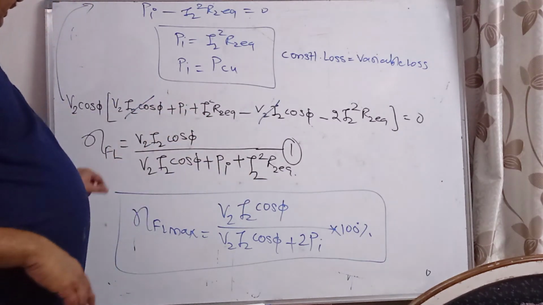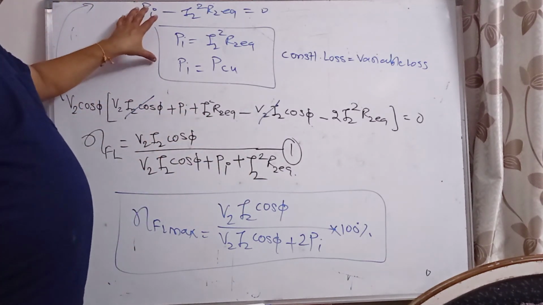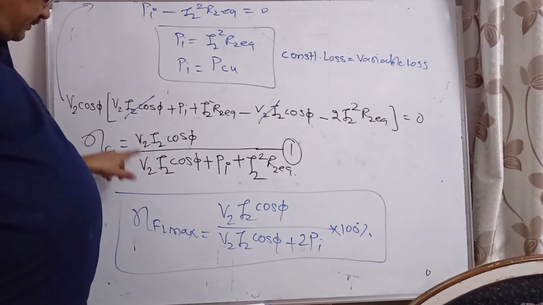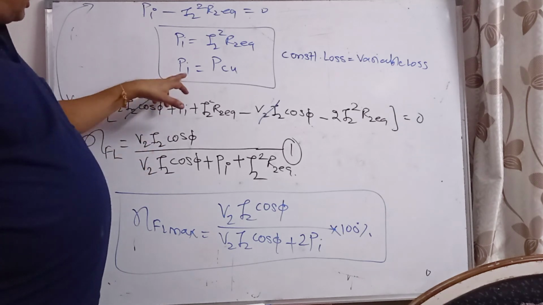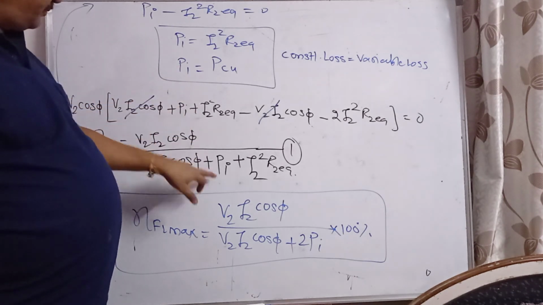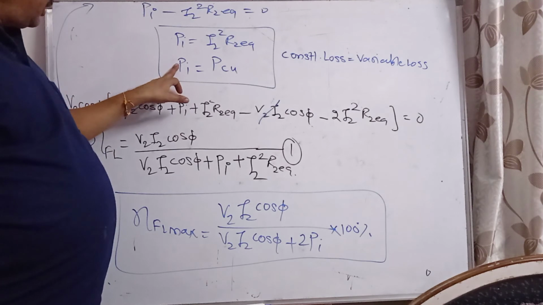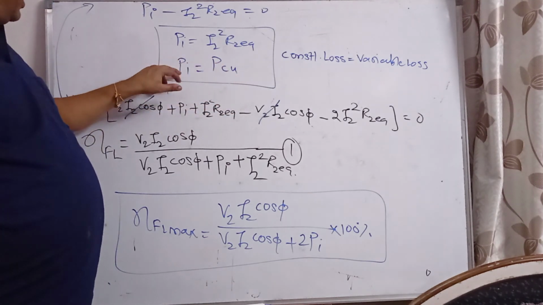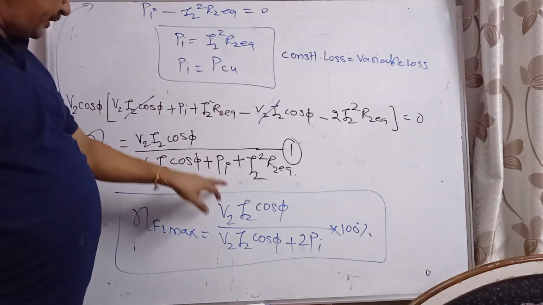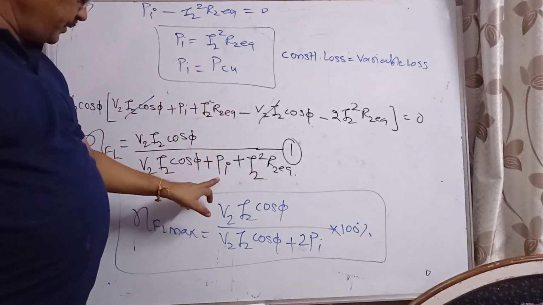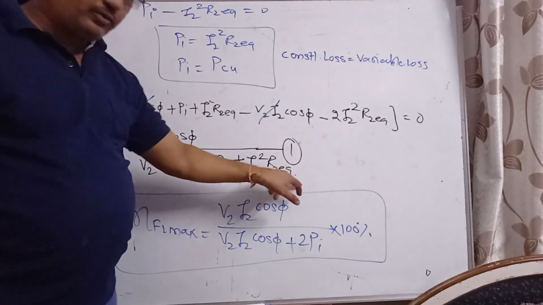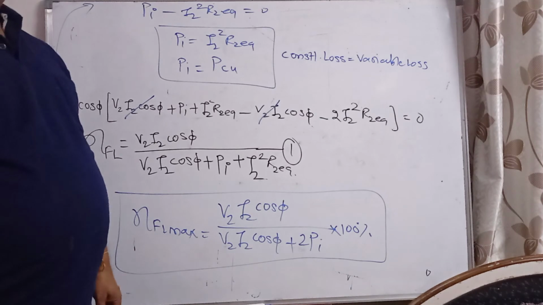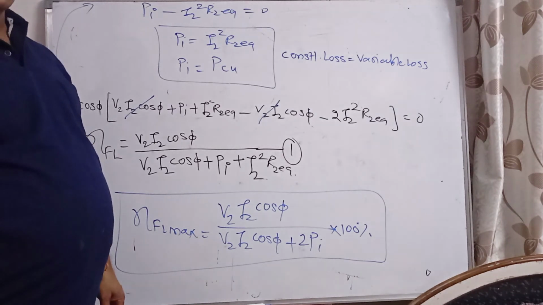This is efficiency. Then, to define the condition, differentiate this equation with respect to I2. The U by V rule is applied, and after simplification we get that iron loss is equal to copper loss, or constant loss is equal to variable loss, is the condition for maximum efficiency. If we put Pi equal to I2 square R2 equivalent here, it will be either 2 Pi or 2 times I2 square R2 equivalent, that is the maximum efficiency. So this is about the single phase transformer.